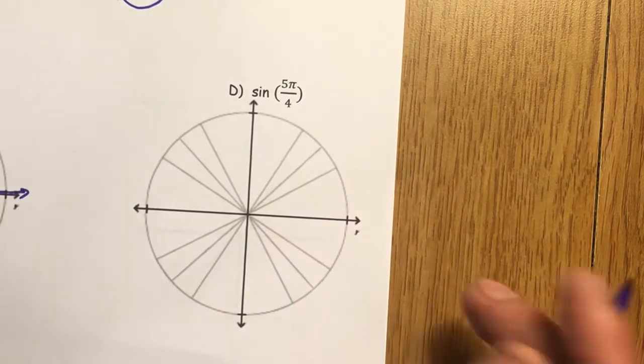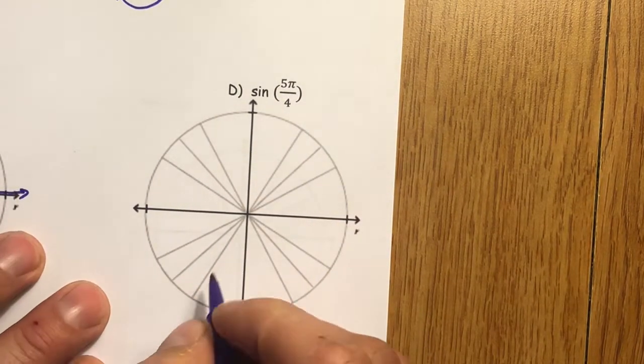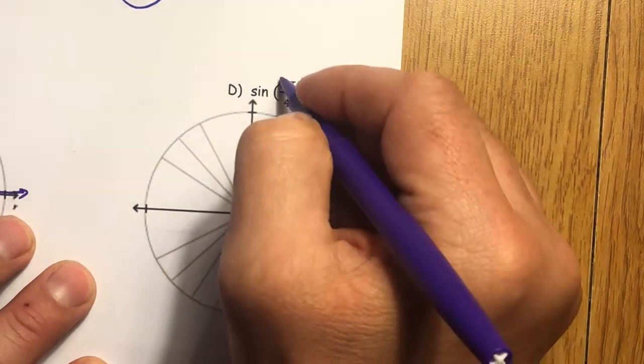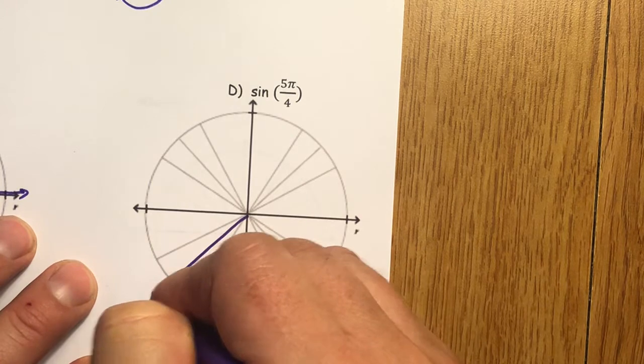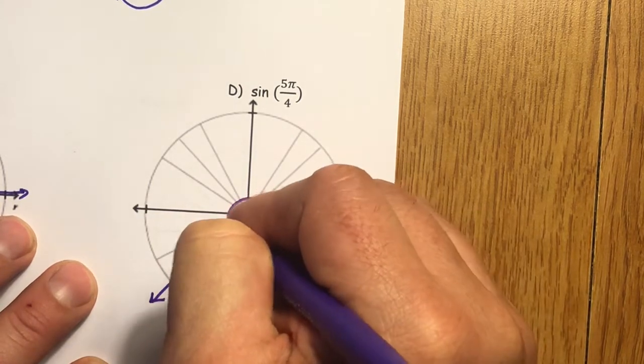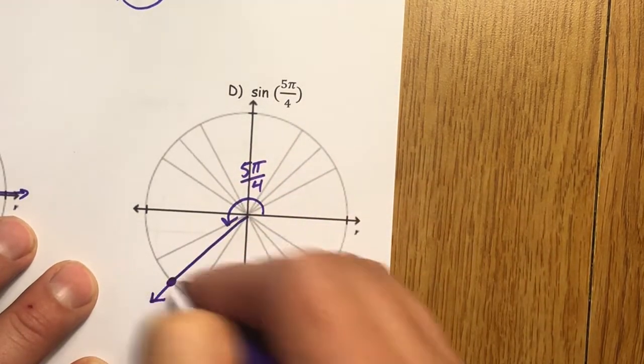Okay, 5 pi over 4, once again, that's going to be over in this region here, because 5 divided by 4 is 1.25. So it's going to be landing right here. So 5 pi over 4, it's going to land right there.